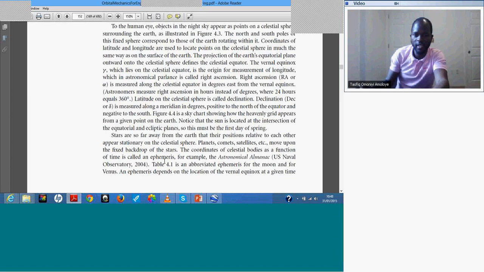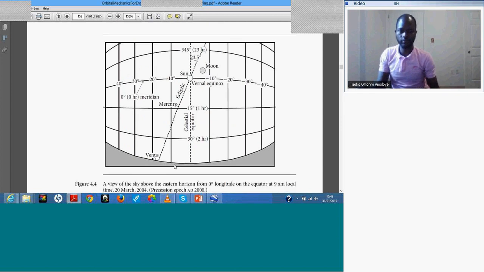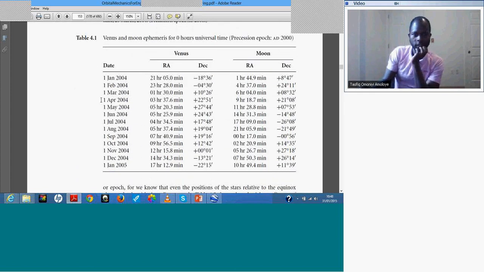Ephemeris means the coordinates of celestial bodies as a function of time. 4.1, the ephemeris: the coordinates of Venus and the Moon as a function of time. So if we go to here, we see that for a given date, the right ascension of Venus has been put down and the declination has been put down. Then the Moon, its right ascension and declination. And this has been done for a number of days. So this is an ephemeris of Venus and the Moon.